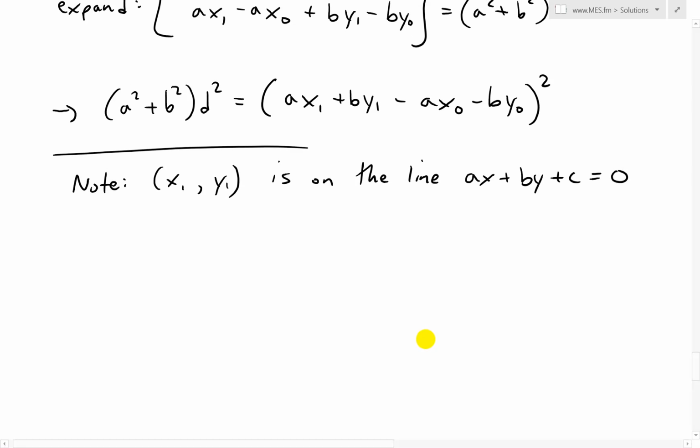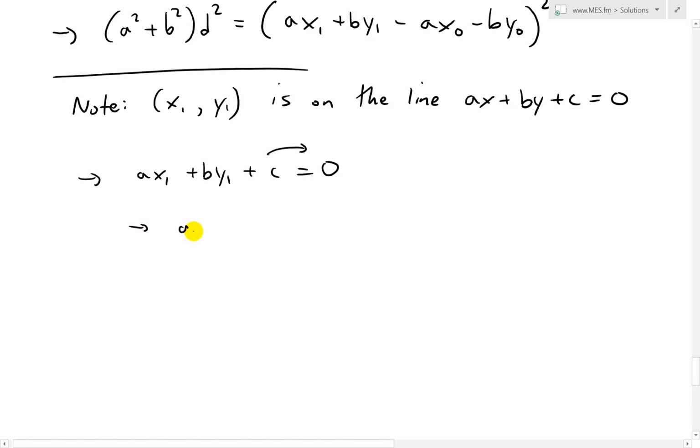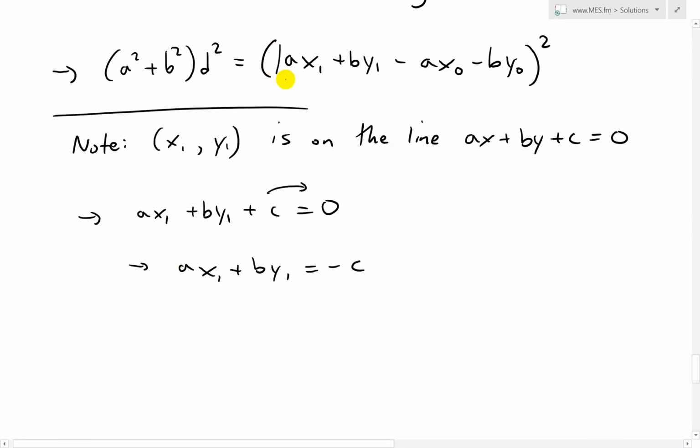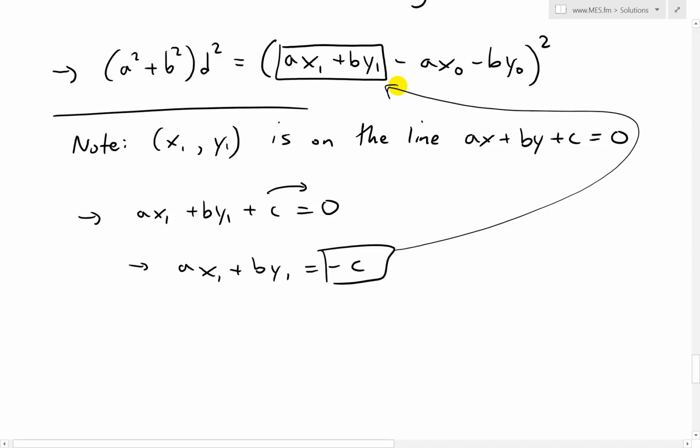So now that we know that, we could just plug that inside. So then what we end up having is ax1 plus by1 plus c equals 0. In other words, we could just move the c over to there, so we have ax1 plus by1 equals negative c, like that. So this means we could replace this right here with negative c. So I'll put an arrow like this and plug that inside.